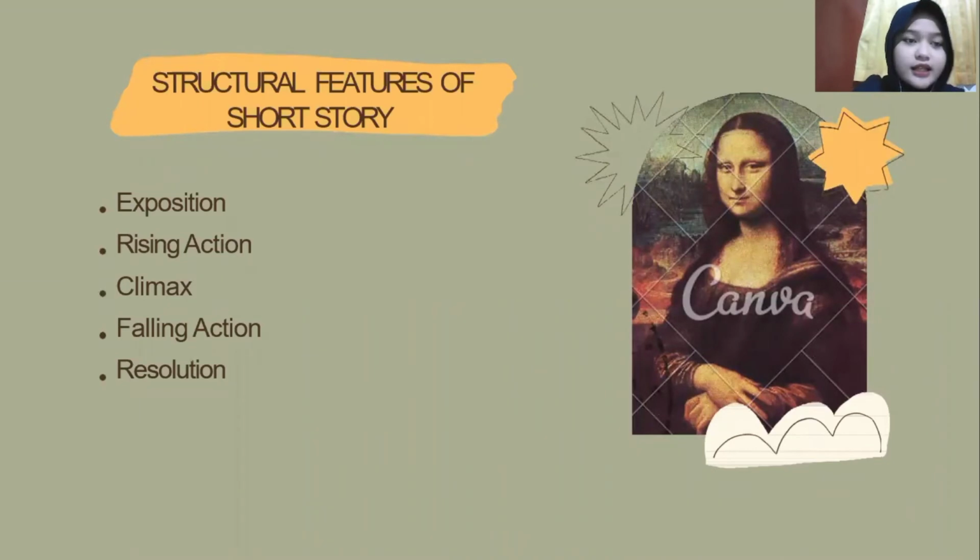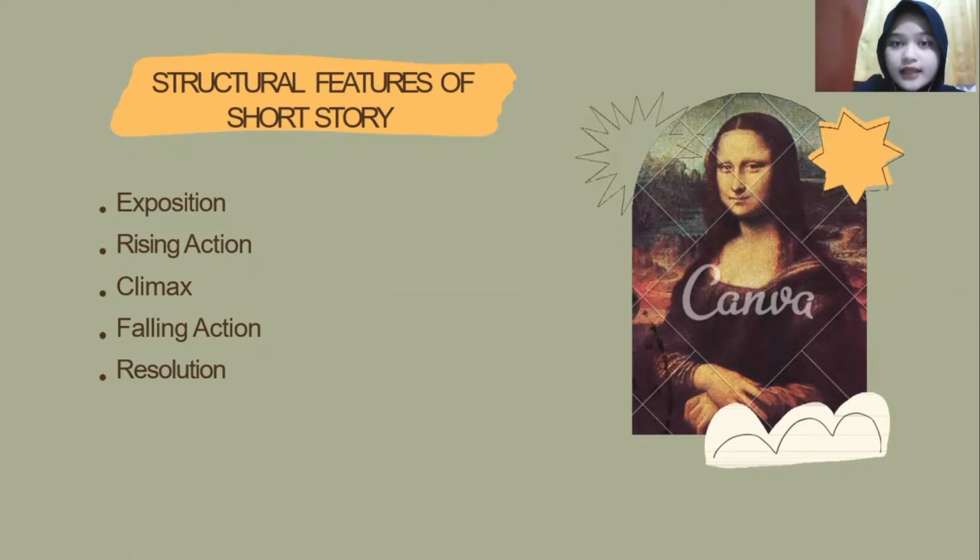Okay, the next one is structural features of short story. There are 5 in total. The first one is exposition, the second one is rising action, the third one is climax, the fourth one is falling action, and the fifth one is resolution.